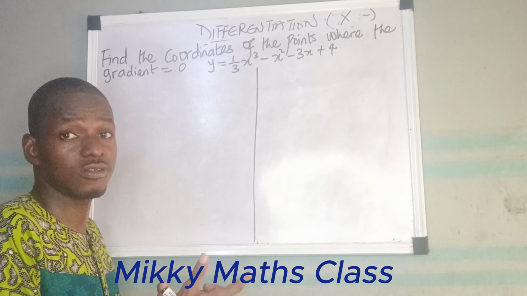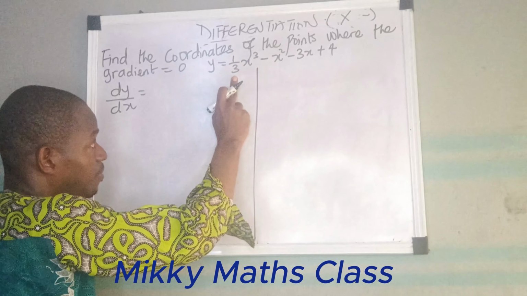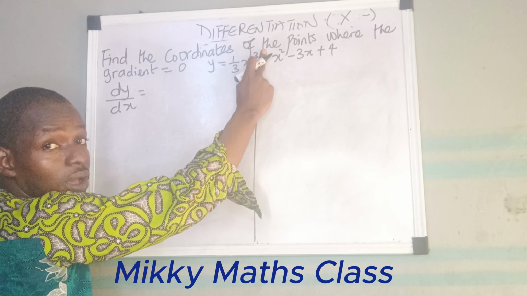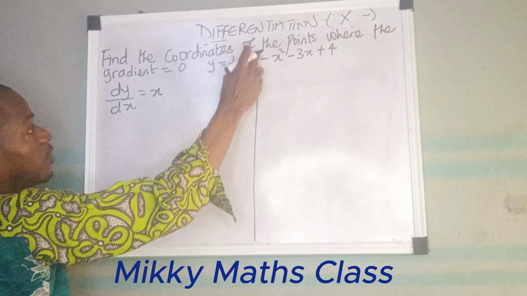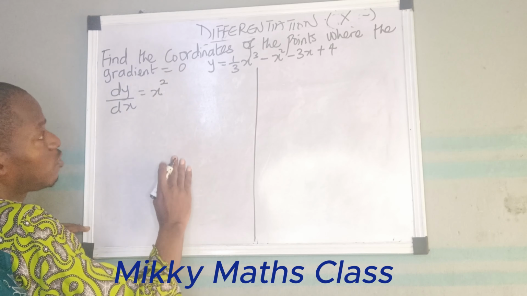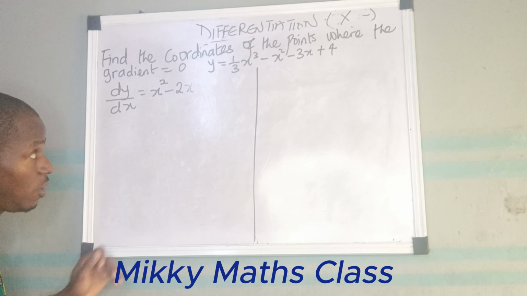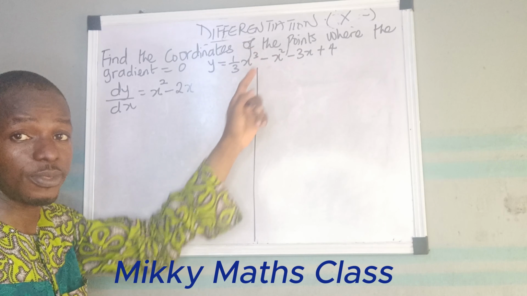So the first thing we do, if our y is equal to this, our dy over dx will be equal to this times this: 1 times 3, x to the power 3 minus 1, that's x to the power 2, minus 2 times 1, that's minus 2, x raised to the power 2 minus 1. We always subtract 1 from the power.